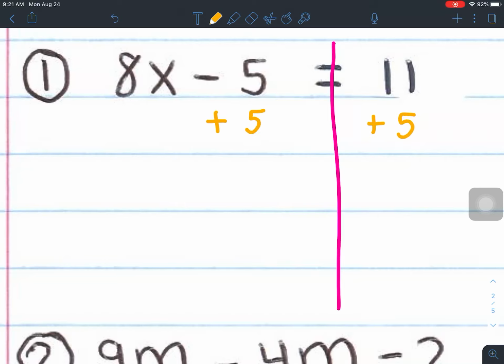And why do I do it to both sides? Because anything I do to one side, I have to do to the other side. So that's going to cancel. It cancels because negative 5 plus 5 becomes 0. So what I have left on this left side is 8x. And then I have 11 plus 5, which is 16.